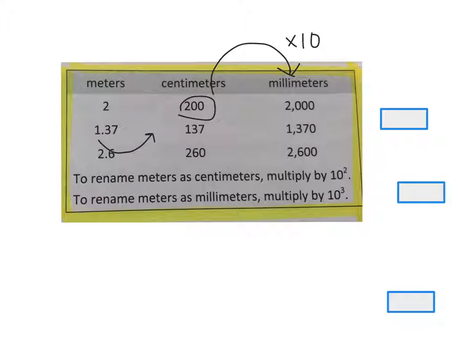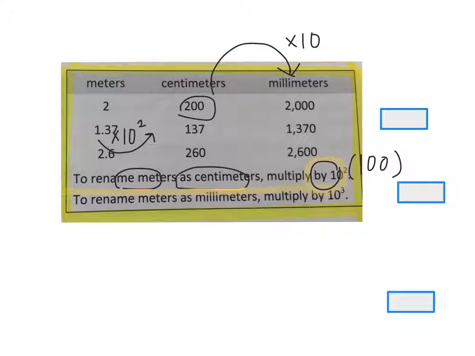Because there are 100 centimeters in 1 meter, to rename meters as centimeters, you need to multiply the number by 10 to the second power, or we know that the value of that is 100. So therefore, to get from 1.37 meters to 137 centimeters, we multiplied by 10 to the power of 2.